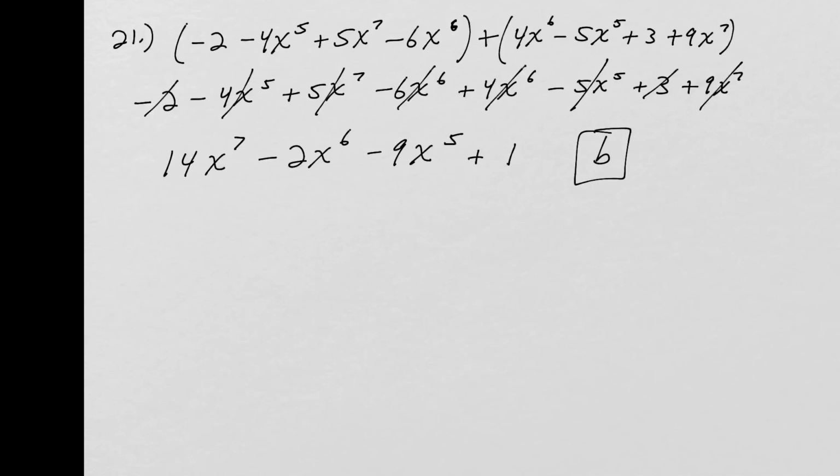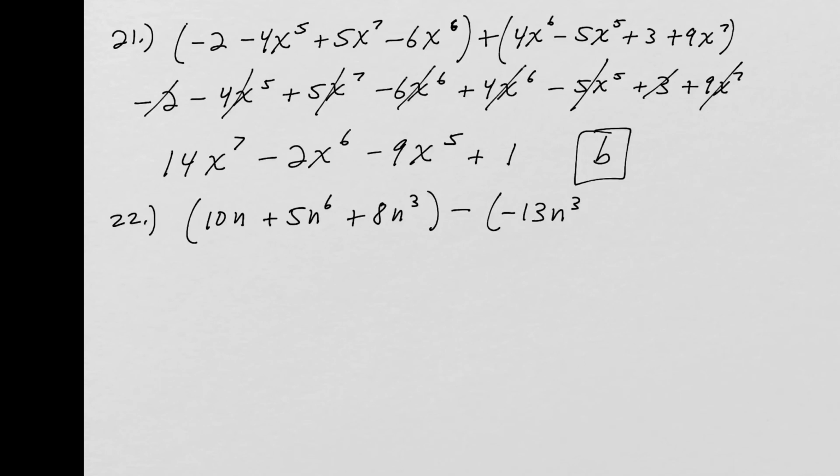Okay, 22. So I want to subtract these polynomials now. So I have 10n plus 5n to the 6th plus 8n cubed, and I'm going to subtract, and I have minus 13n cubed plus 7n to the 6th minus 5n. Okay, so the first polynomial, since there's a 1 out front, I can just remove those parentheses. I'm fine, so I'll just do that.